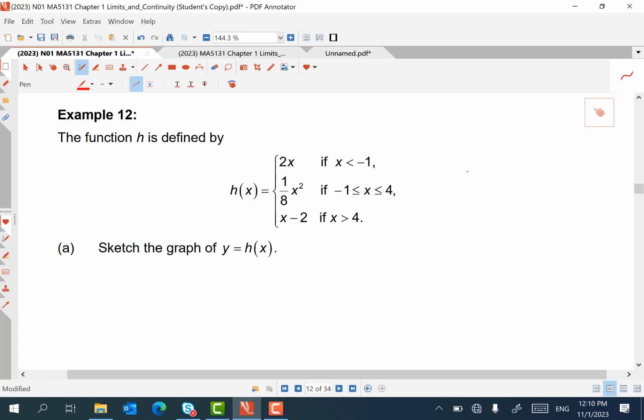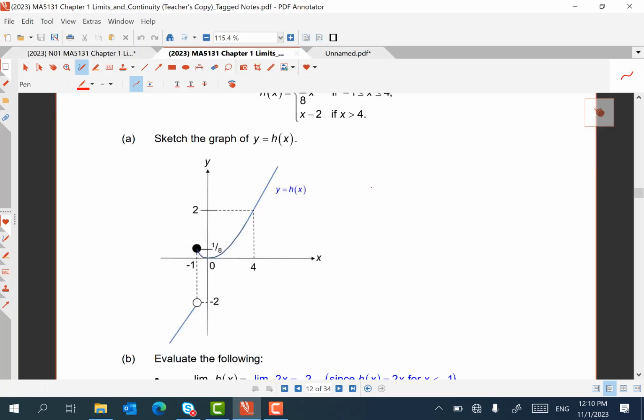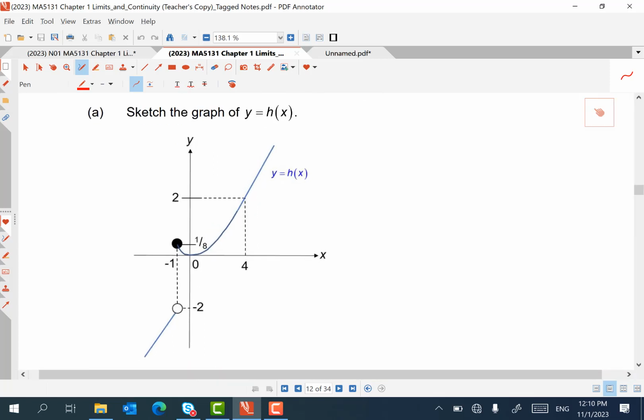Okay, the graph. Are you ready to see? Okay, this is how it looks like. If you get a graph that looks like this, give yourself 2 taps on the shoulder. You did it. Right, to the left of -1 is a line. This is a line.